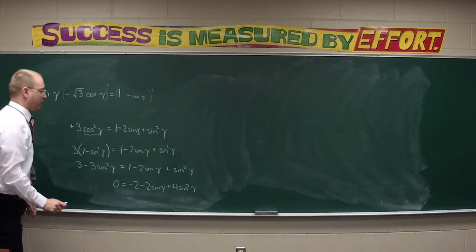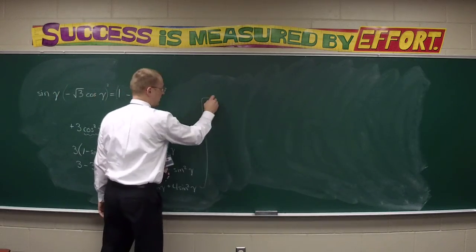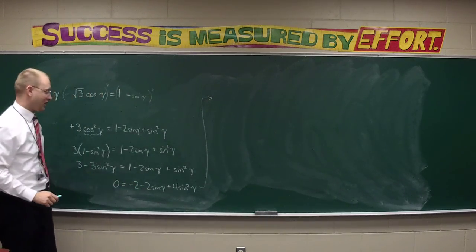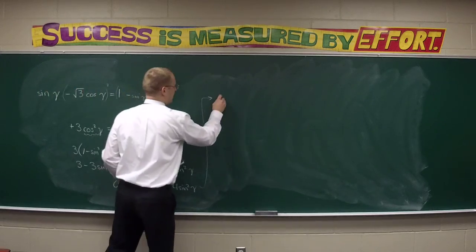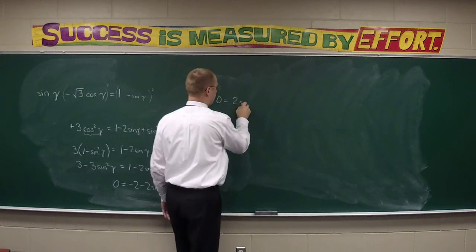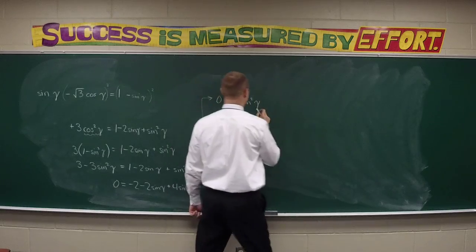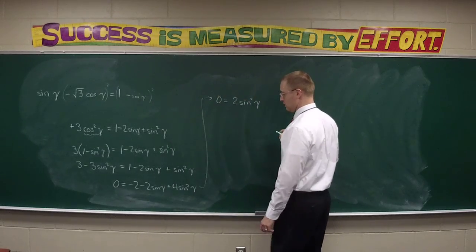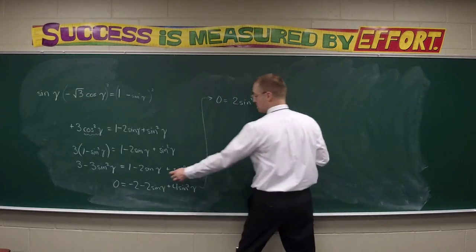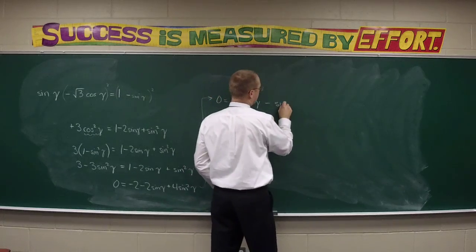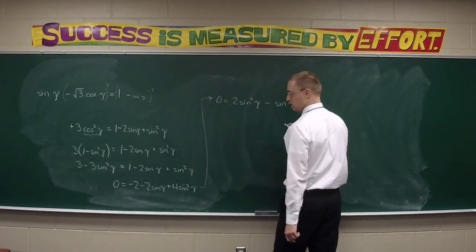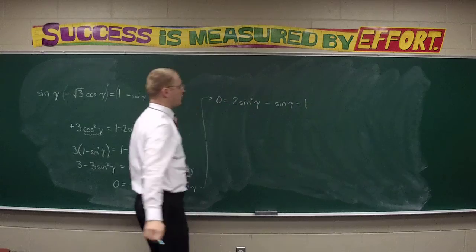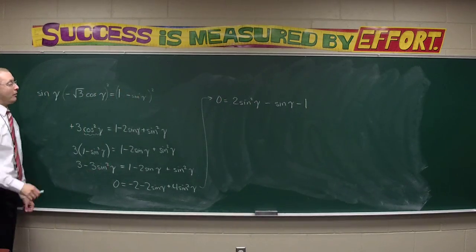Let's see if Ethan is smart enough to do both things at the same time. Okay. College highlight reel time. Here we go. 2 sine squared gamma, plus 2 sine gamma. Okay, so minus sine gamma, and minus 1. There we go. And now what, Chris?